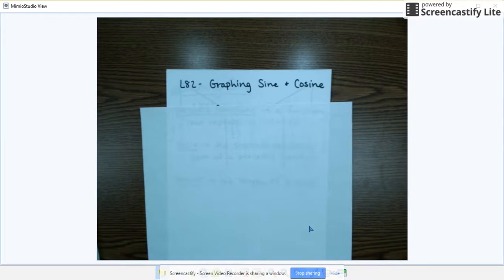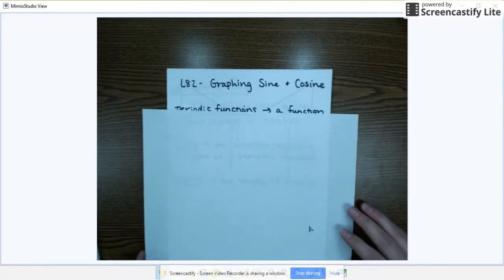Hi guys, graphing sine and cosine is what we're going to do today. So there's a few things we need to know about those two graphs.